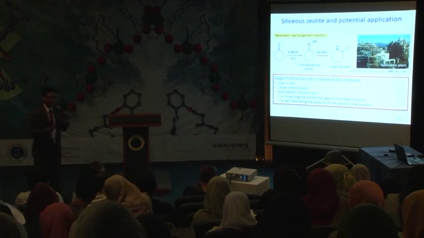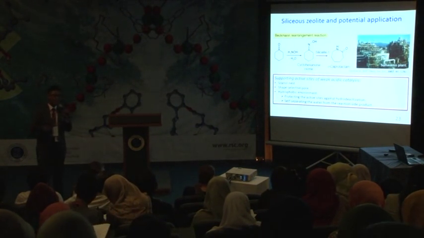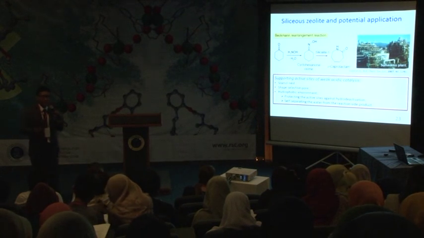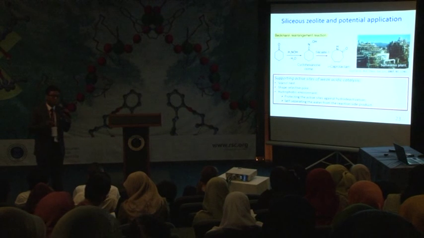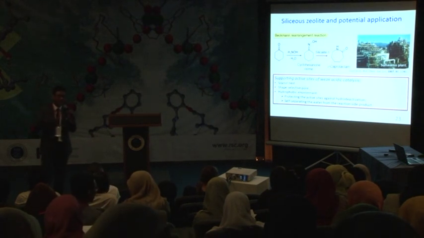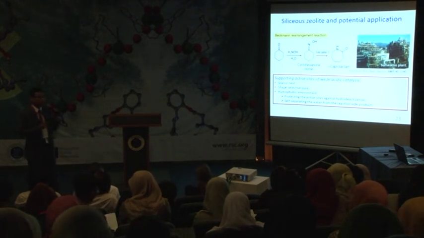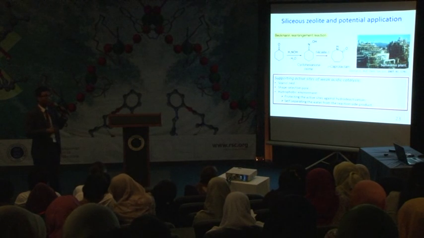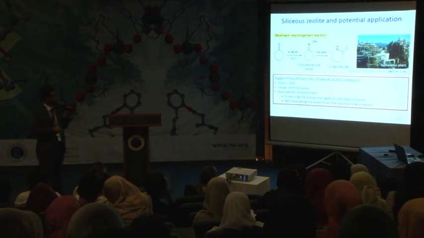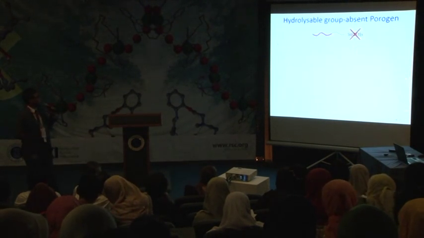Why do we synthesize silicalite-1? Because even though there is no acidity, or probably mild acidity coming from the silanol groups, this is very useful for the production of caprolactam. It has been commercialized by Sumitomo in Japan from a long time ago.